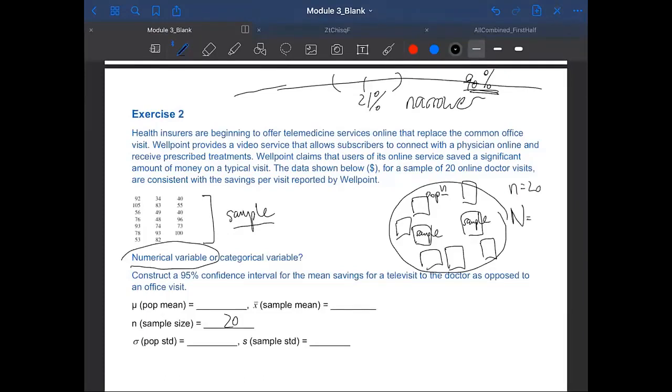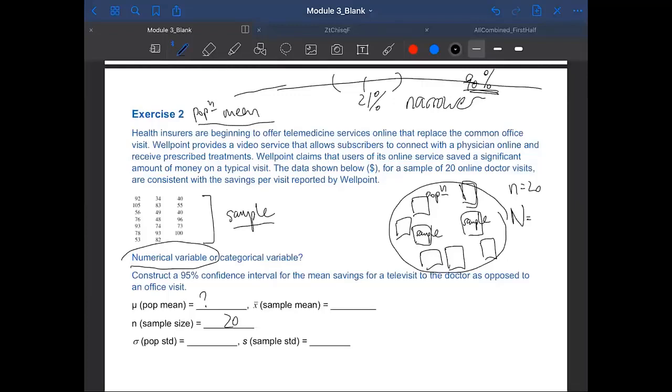Population size, capitalized, represents all the doctor visits. Medical doctor's office visits out there can be thousands and millions, right? It's going to be a huge number. So that's why the sample is going to be much smaller compared to the population. Okay, so do we know the population mean? We don't know it, right? That's why we want to estimate. That's the key here. We are talking about estimation for the population proportion. That was the previous exercise. Now we are talking about estimating the population mean. We don't know it, right?